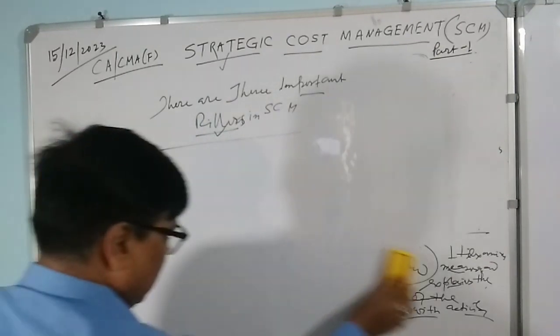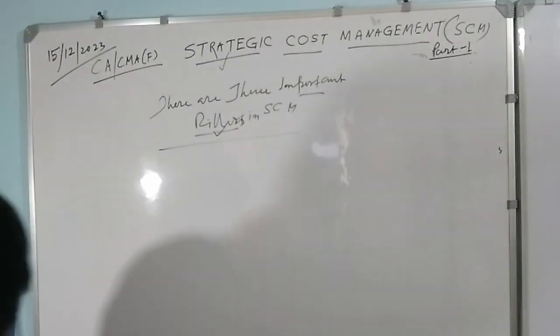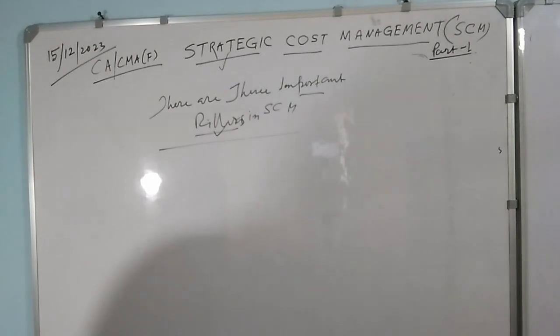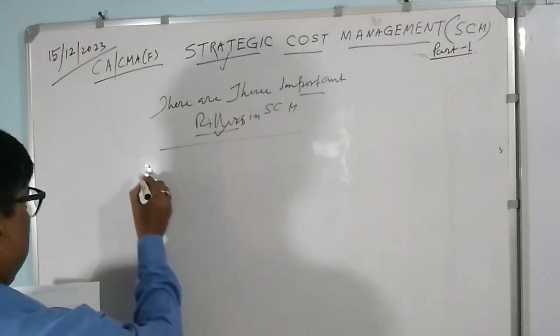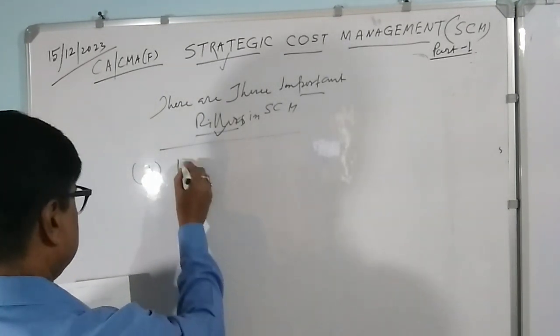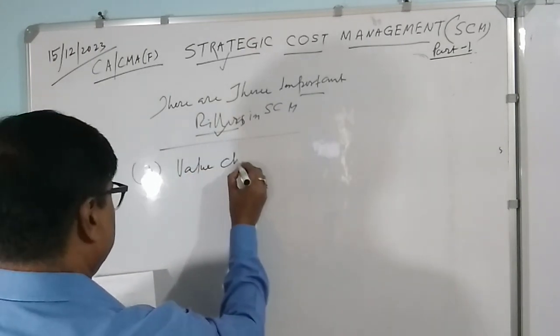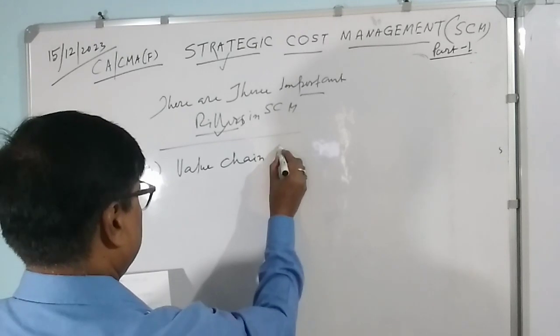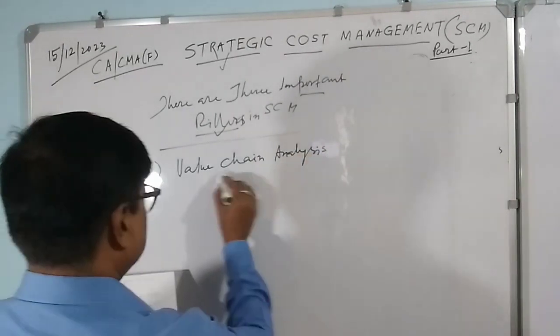This will be the 2 points we have explained under your 3 important cost pillars. And today's discussion, the last point we will be discussing, is very, very important in your case. What is that? In subsequent chapters we will be discussing in detail value chain analysis. What is value chain analysis?